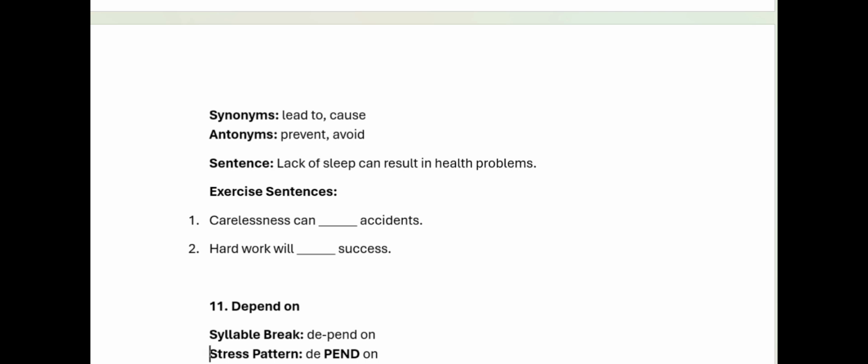Lack of sleep can result in health problems. So you have the modal verb can following the phrasal verb, and then the adjective health and problems, a plural noun. Let's work on sentences. Carelessness can result in accidents. Hard work will result in success. Hope you are learning the sentence drafting also. Carelessness, subject. Can, modal verb. Phrasal verb is result in. Accidents, noun. Very, very good. I highly appreciate and tap your shoulders.